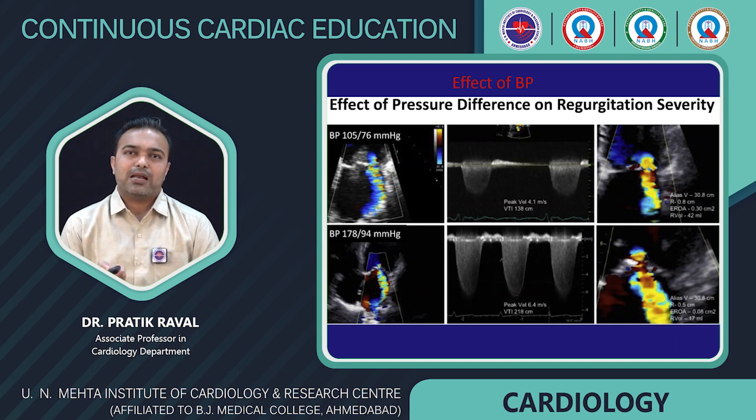Similarly, in patients with dynamic MR, for example, in patients with MVP and HOCM where the MR is usually confined to mid or late systole, the volumetric parameters should be used, because looking only at the color flow jet will overestimate the severity of MR. So these things need to be kept in mind in patients with dynamic MR and in patients with high blood pressure.